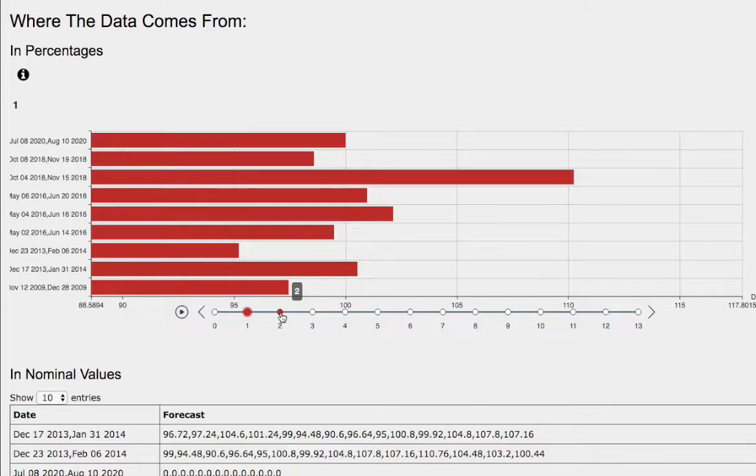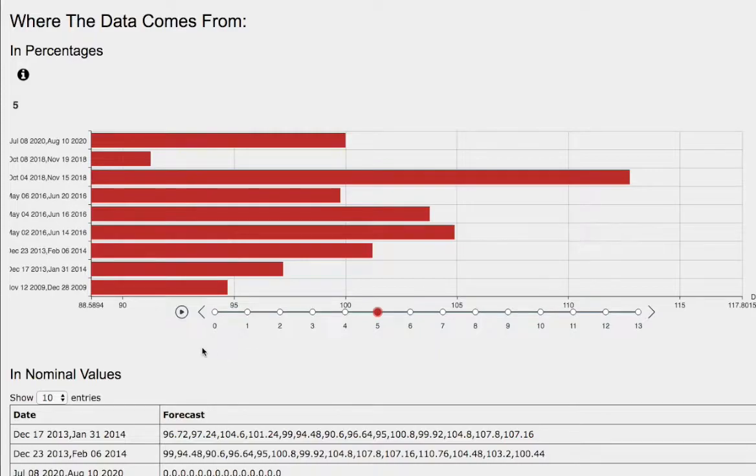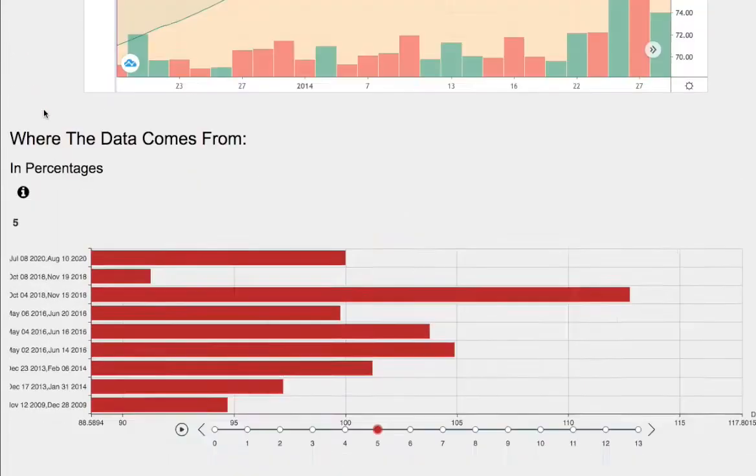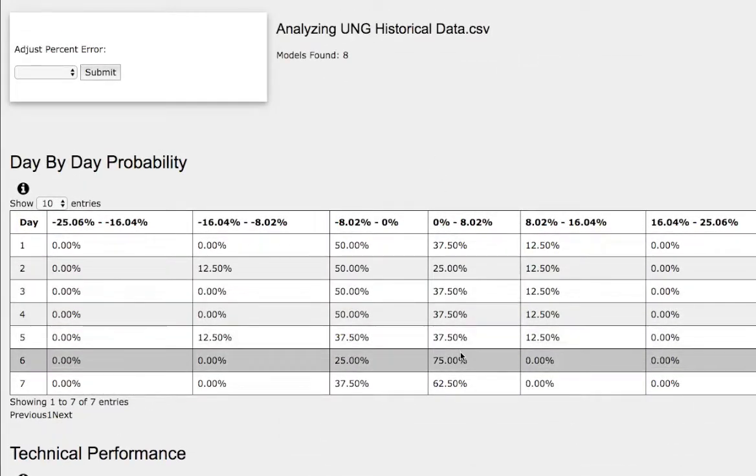So we have 1 day out, 2 days out, 3 days out, and 5 days out. That will be a week of trading. So the model back then forecasted or moved up around 1.2% back in 2013 to 2014. That coincides with this standard deviation right here. Back then, natural gas had a 38% chance to climb between 0 to 8% higher.